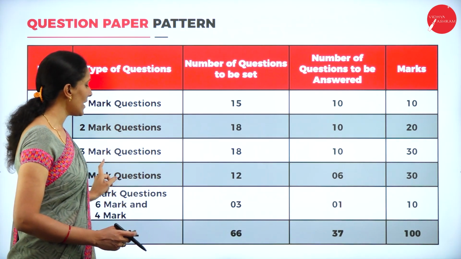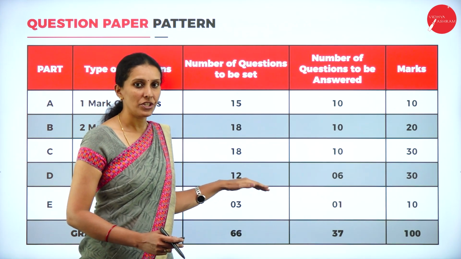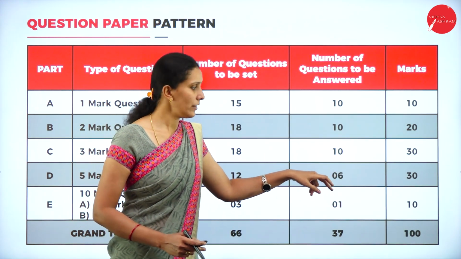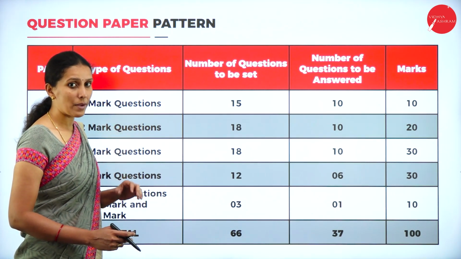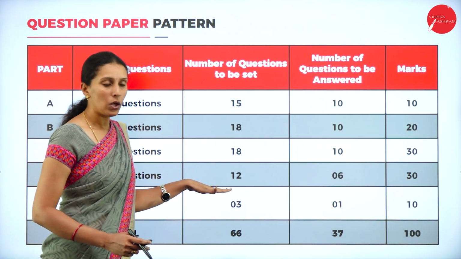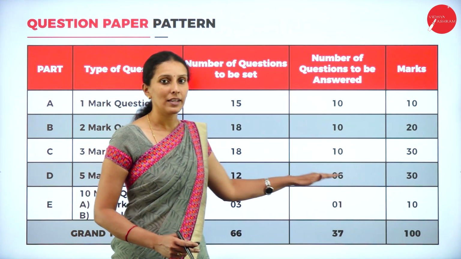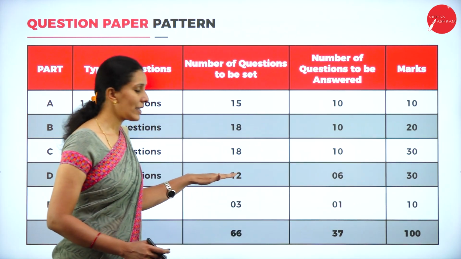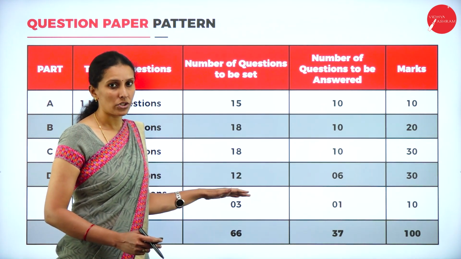Next, part C, 3 mark questions. They will set 18 questions. You have to attend only 10. So 30 marks. And part D section, that is 5 mark questions. There will be 12 questions. You have to choose any 6 out of 12. So 6 5s are 30. Here you have exactly half, a 50% chance of choosing questions.